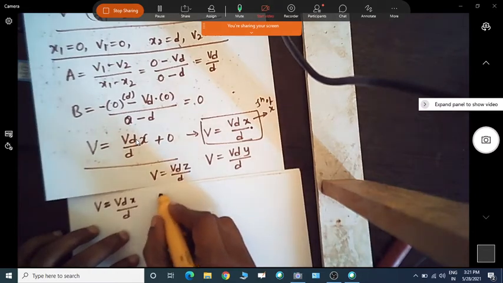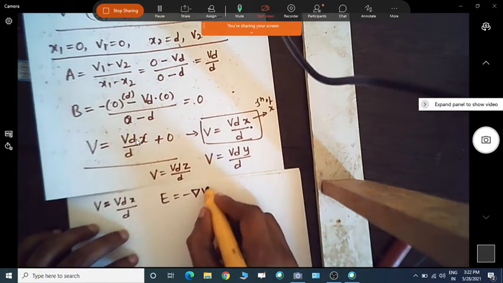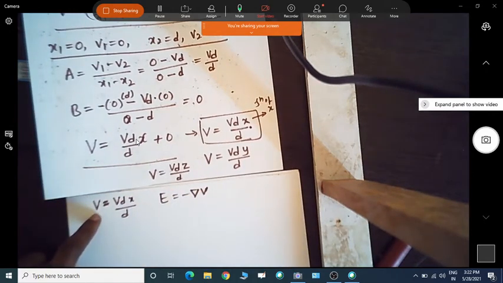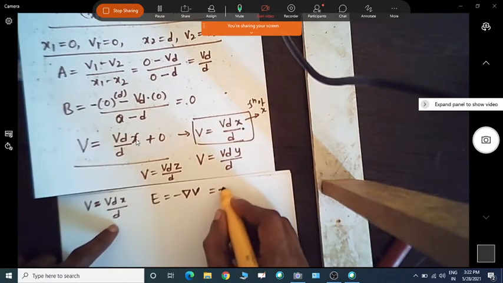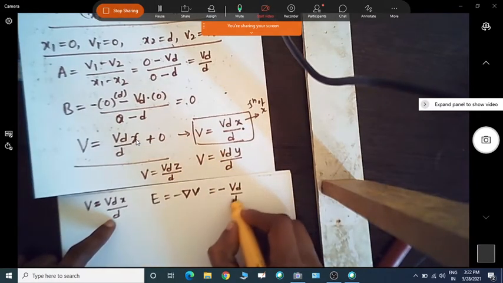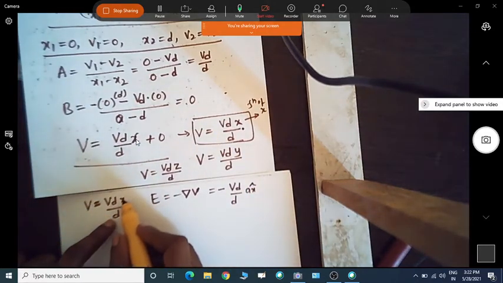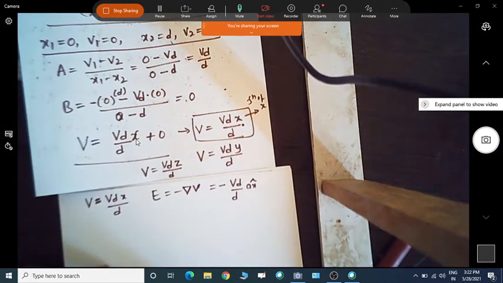If I want to find out E, it is nothing but minus del V. So if I just differentiate V with respect to x, I will get E, which is nothing but minus dV by dx in the direction of ax, because the differentiation of x with respect to x is 1. So this is what E we are going to get.